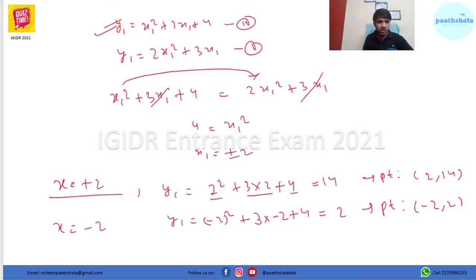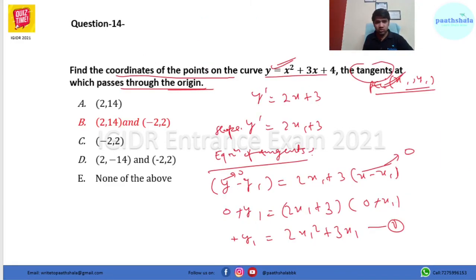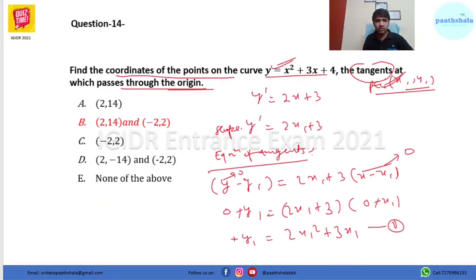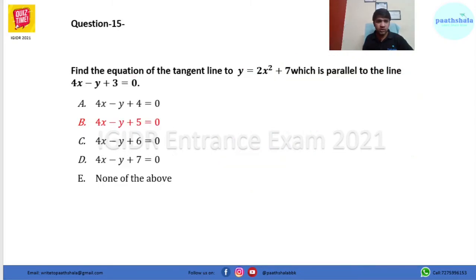Let's go by the choices. Option D is the right option. Okay, here we can see that option D is the right option. Okay, now let's move to the last question of the session. This is again also a very good question.